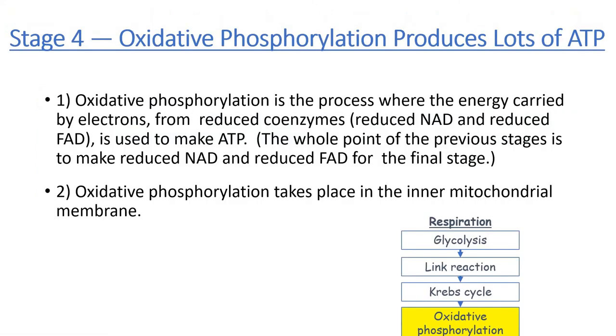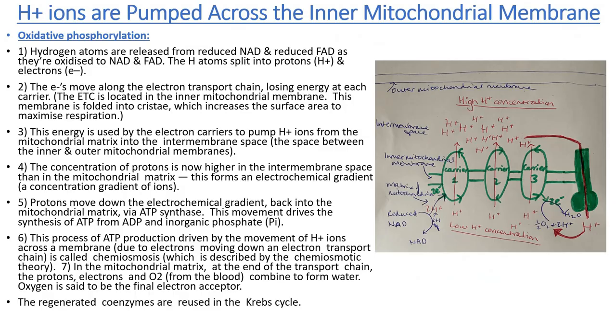So oxidative phosphorylation is the last stage of respiration, and it produces lots of ATP. So oxidative phosphorylation is a process where the energy carried by electrons from reduced coenzymes, like reduced NAD and reduced FAD, are used to make ATP. So the whole point of the Krebs cycle is basically to produce reduced NAD and reduced FAD for this final stage. And oxidative phosphorylation takes place in the inner mitochondrial membrane. So here is the whole process of oxidative phosphorylation.